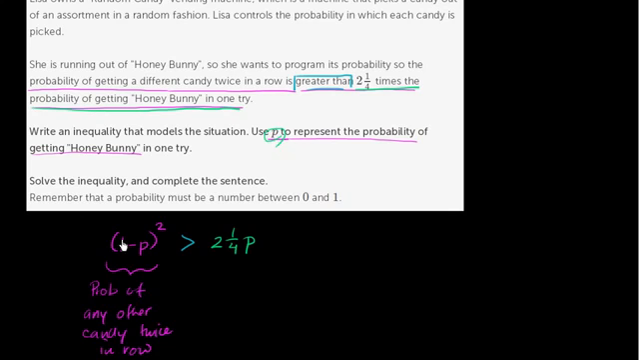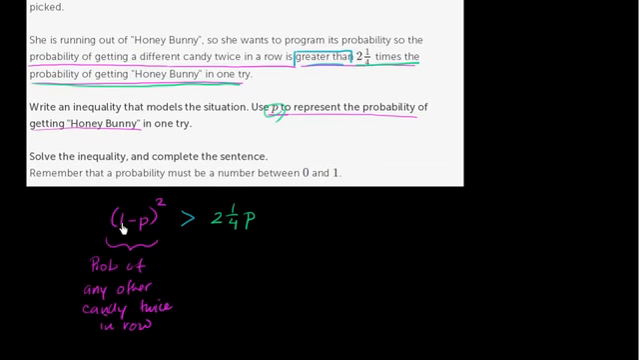Now let's actually solve this inequality. And so to do that, I will just expand 1 minus P squared out. 1 minus P squared is the same thing as, well, I'll just multiply it out. So this is going to be 1 squared minus 2P plus P squared. And that's going to be greater than 2 1/4 P. Greater than 2 1/4 P.